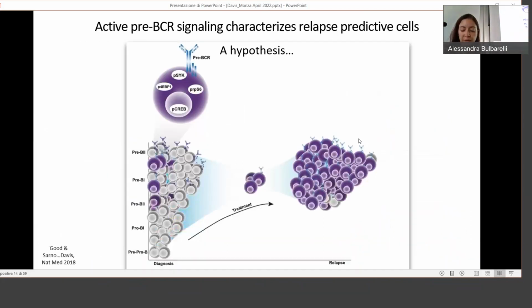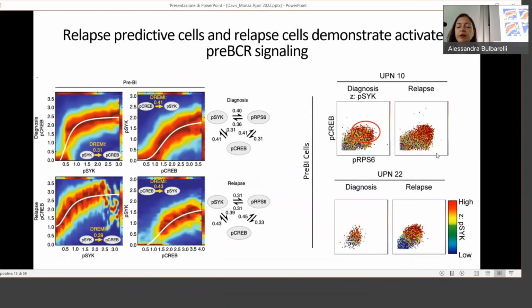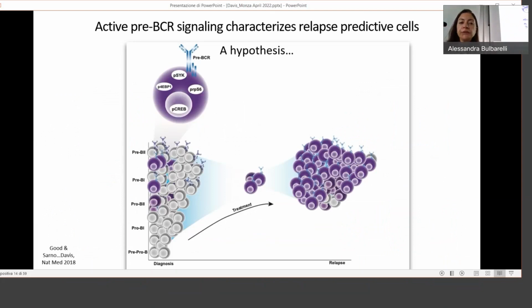And we can see either persistence at the relapse time point, or even enrichment of these triple positive cells at the time the patients relapse. So this left us at the end of this project with a model in which we hypothesized that this signaling network was calling out active signaling downstream of the pre-B cell receptor, which is a really important developmental checkpoint for B cells as they are normally developing.